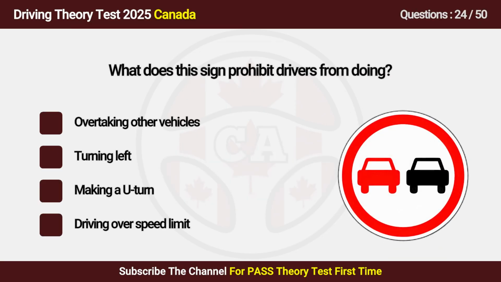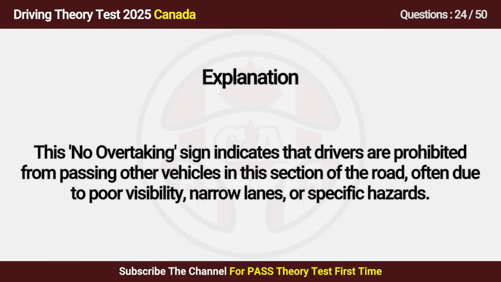Question 24. What does this sign prohibit drivers from doing? A. Overtaking other vehicles. B. Turning left. C. Making a U-turn. D. Driving over speed limit. Answer is A. Overtaking other vehicles. This no overtaking sign indicates that drivers are prohibited from passing other vehicles in this section of the road, often due to poor visibility, narrow lanes, or specific hazards.